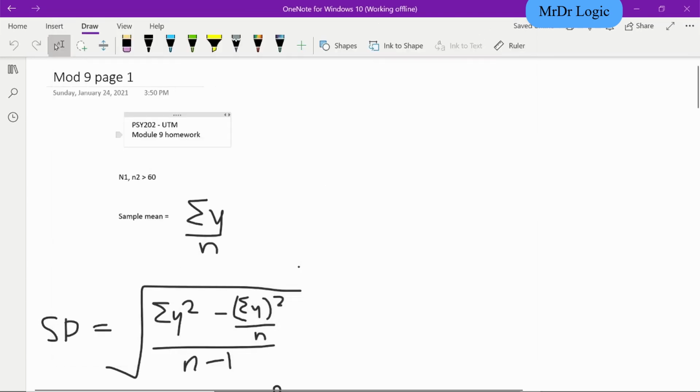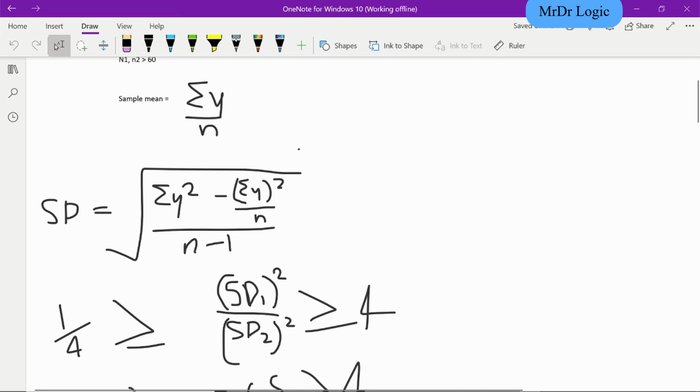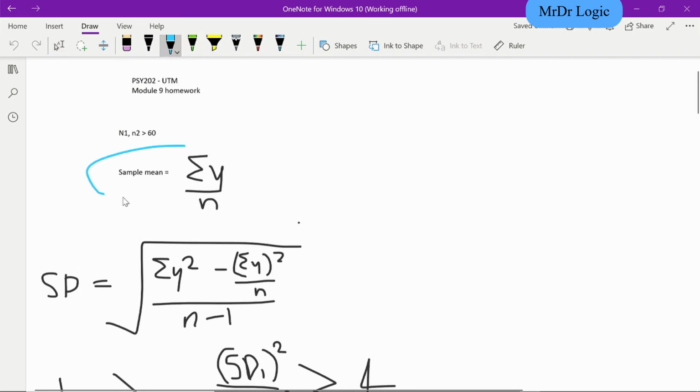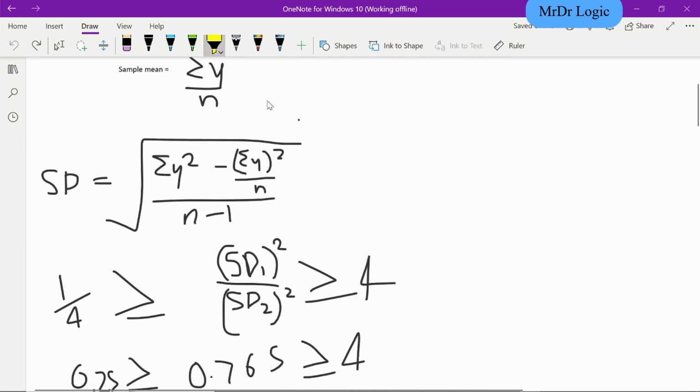So this is my PSY202 UTM module homework number 9. If you want to calculate the sample mean, this is how you do it. This is the formula right here. There you go, I'm going to use a highlighter. And then you will see a couple of follow-up questions, but this is generally the case.